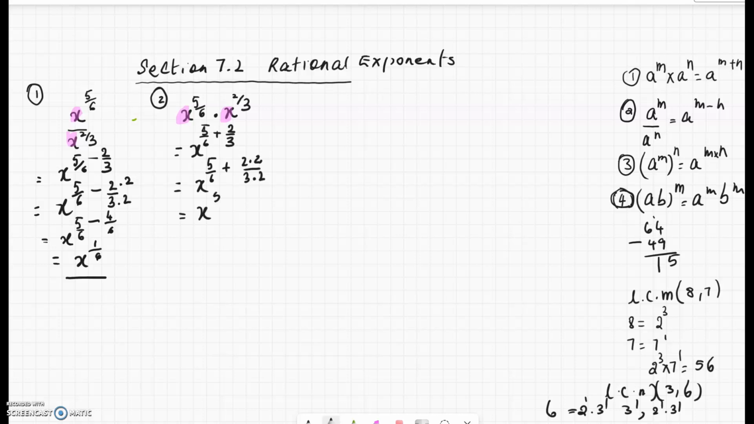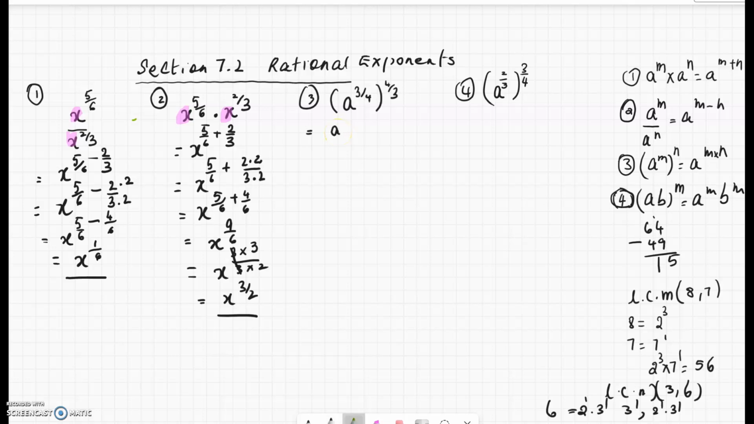So it's x to the 5/6 plus 4/6. This is equal to x to the 5 plus 4 is 9/6. We can simplify the exponents because 9 is 3 times 3 over 3 times 2. We cancel the common factors and we get x to the 3/2. So this is multiplication and division.